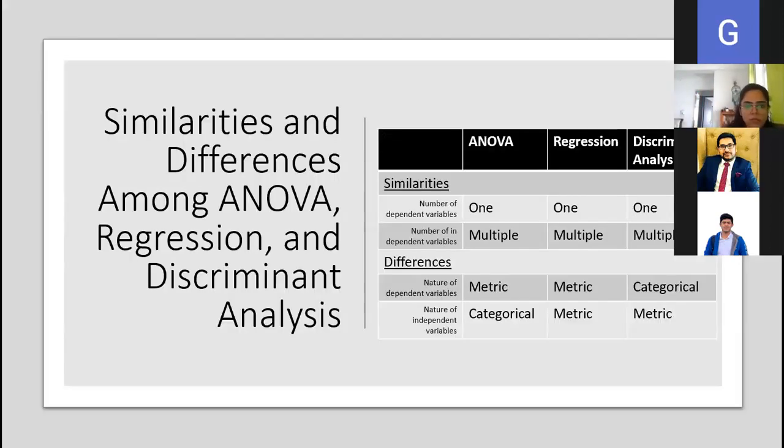Okay, what is the difference between ANOVA, regression, and discriminant analysis? The difference is that in discriminant analysis, the dependent variable is categorical. Between regression and discriminant, the difference is that the dependent variable is categorical, whereas in regression it's metric. And it's reverse in ANOVA. The independent variable there is categorical and the dependent variable is metric. So that is the difference.